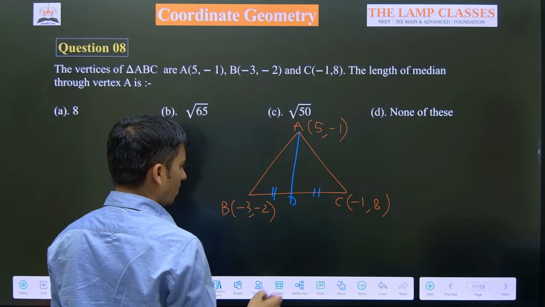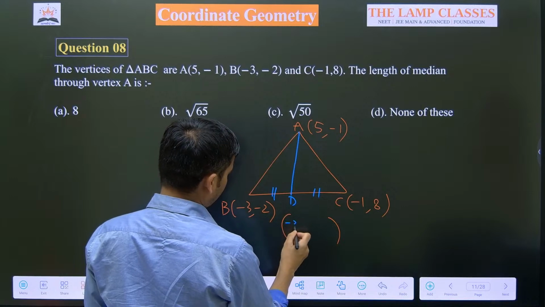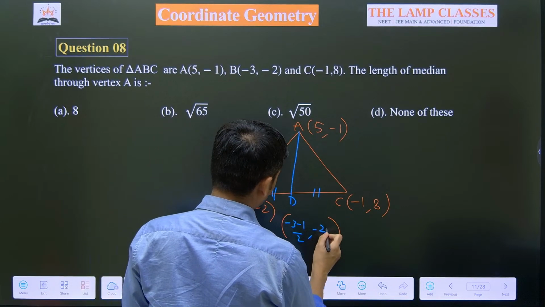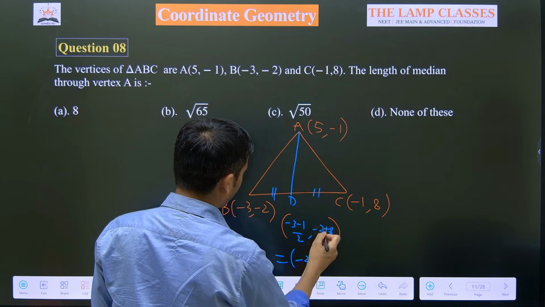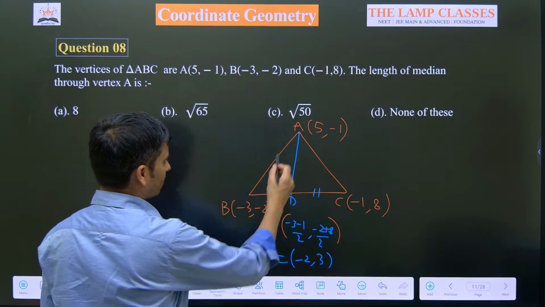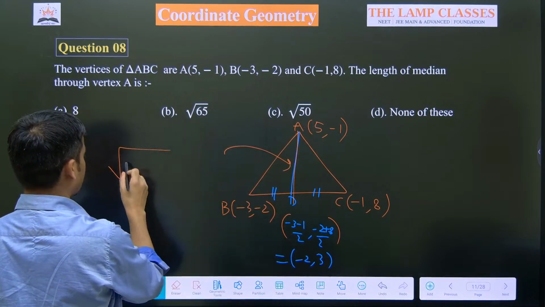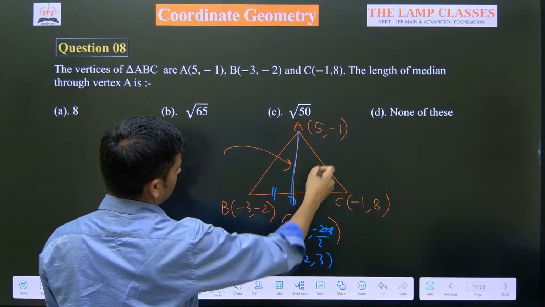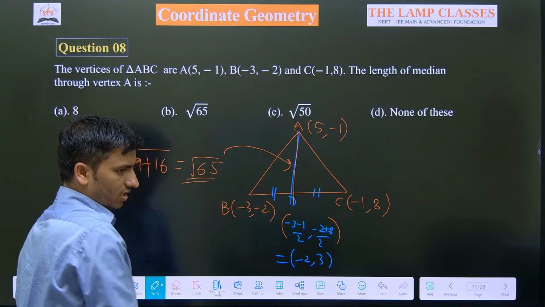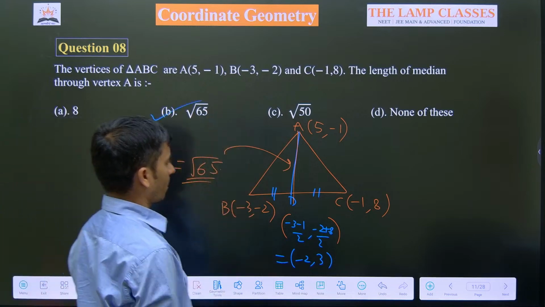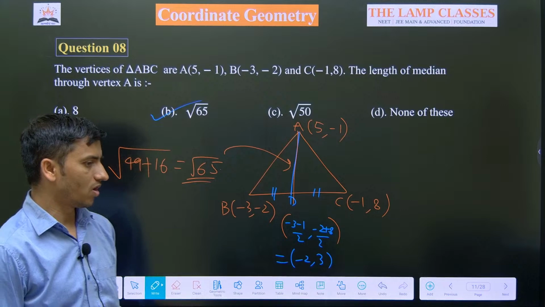Let's call this point D. We can easily find out the coordinate of this point, right? By the midpoint formula, (minus 3 minus 1) by 2 comma (minus 2 plus 8) by 2, which is minus 2 comma 3, right? Let's calculate the distance between them. So it's going to be root under (5 minus of minus 2) square, that is 7 square, 49, plus (3 plus 1) is 4, 4 square 16, no? Root under 65 I think you guys are getting, right? So it's option B, that's right. You can find the other median lengths as well. In fact, in 3 marks they might ask you to find the length of all the medians.